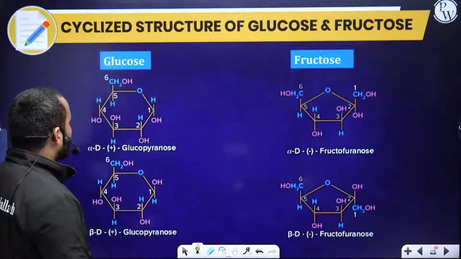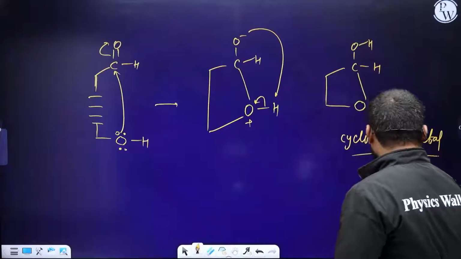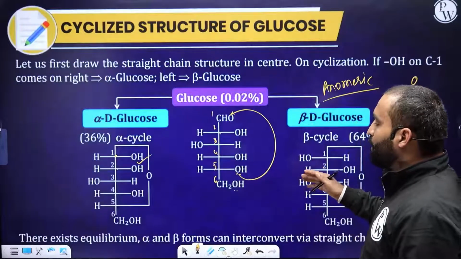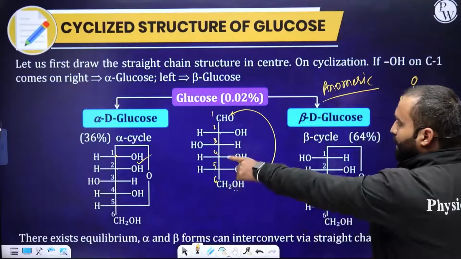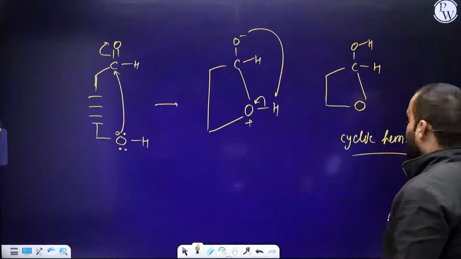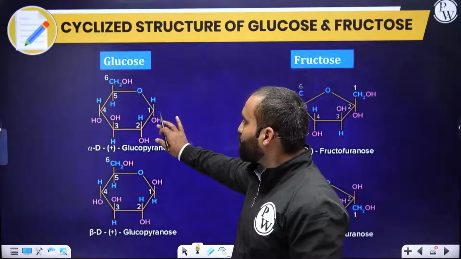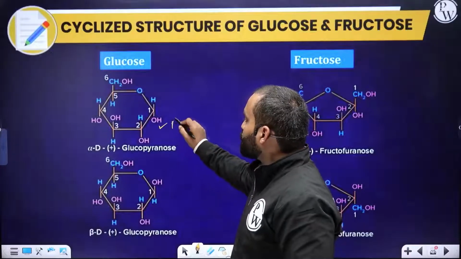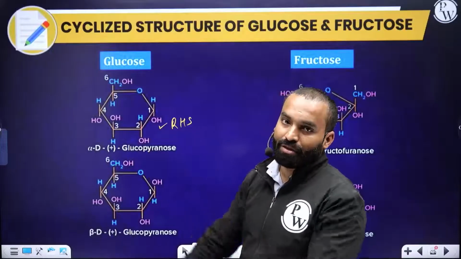How do we actually draw the structure? Whatever is on the right hand side is drawn above, and whatever is on the left hand side is written below. So what is there in the alpha? We have OH on the right hand side. So let's refer to the structure. We have the alpha and beta structures. I said the OH on the right hand side will be drawn below. This was on the right hand side of the cyclic structure. Hydrogen was on the left hand side of the structure.